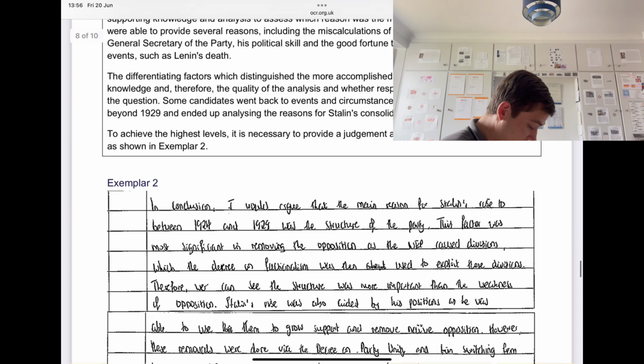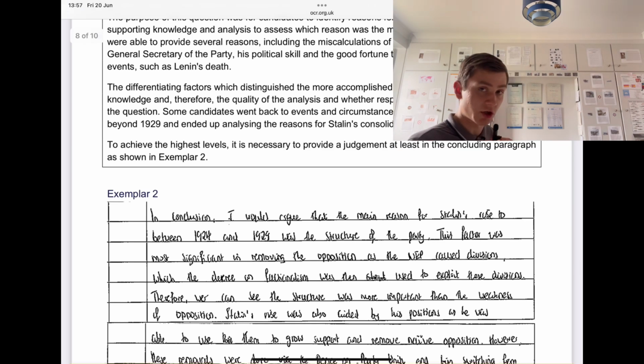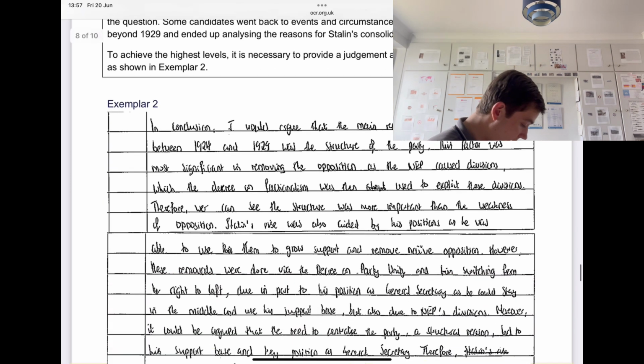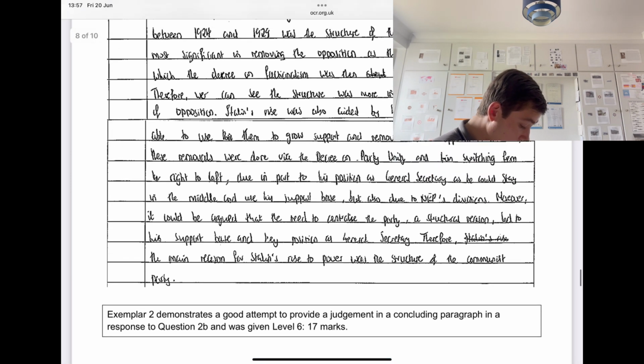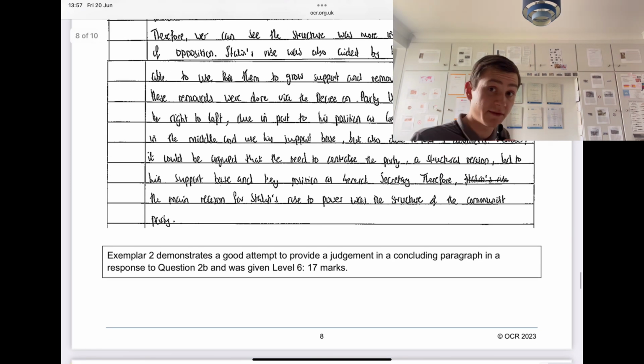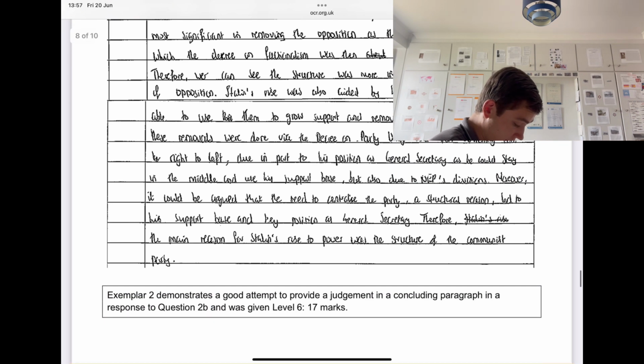And then to achieve the highest level, it's necessary to provide a judgment, at least in the concluding paragraph. Yes, highest levels: judgment, conclusion, paragraph. You need them, as shown in exemplar 2. So exemplar 2, this answer, as you can see here, scored 17, which is an A-star level answer, 85%. So that's your conclusion looking at here.